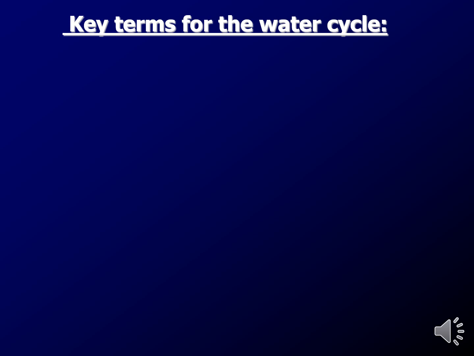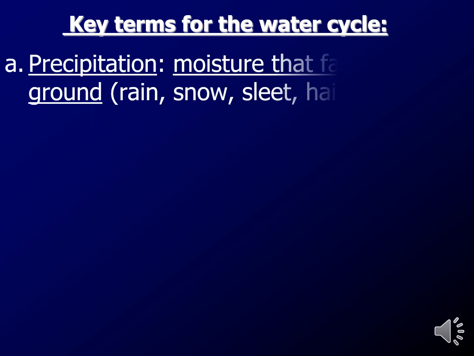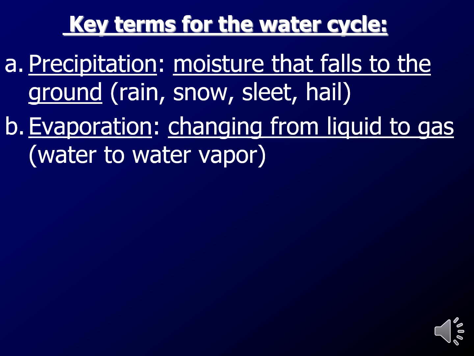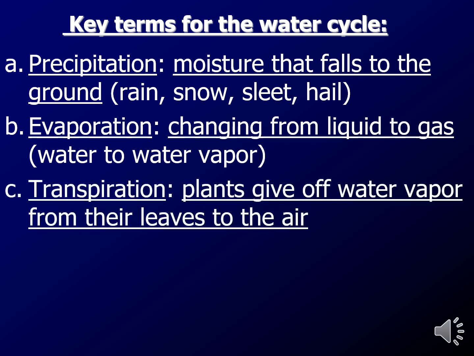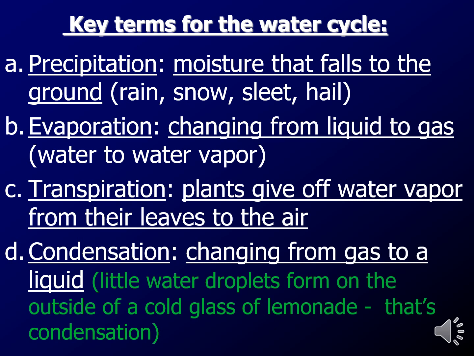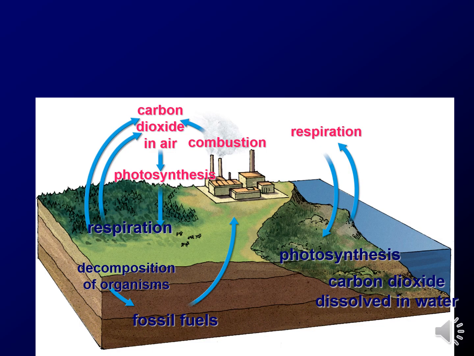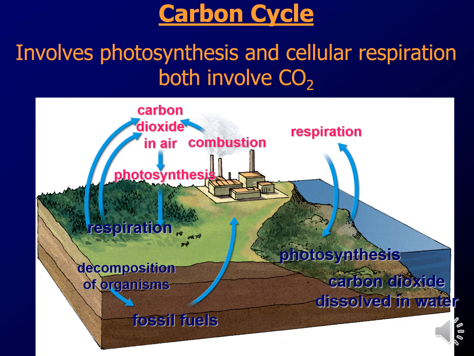Review the key processes in the water cycle: precipitation, evaporation, transpiration, and condensation. The next cycle for discussion is the carbon cycle. The carbon cycle involves both photosynthesis and cellular respiration because both of these processes involve carbon dioxide.